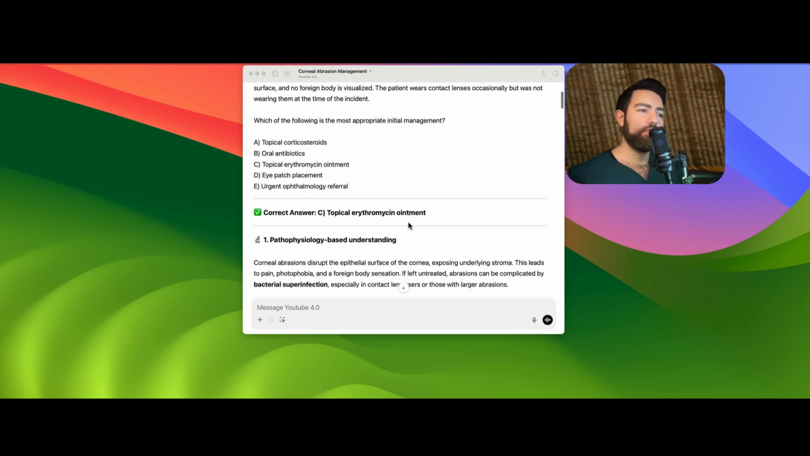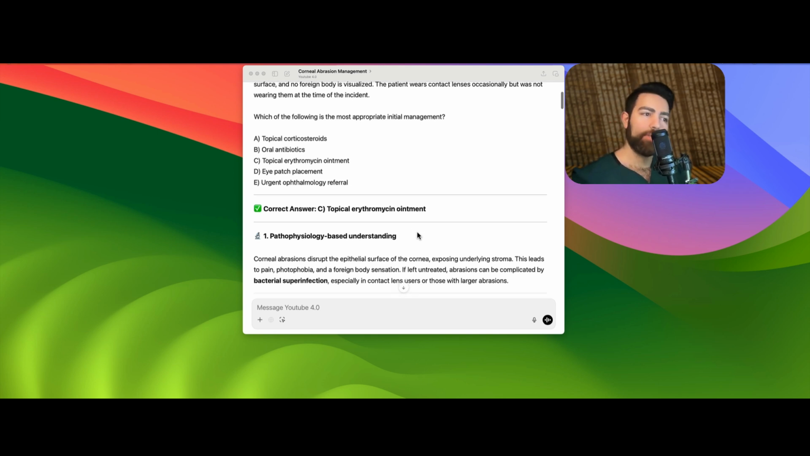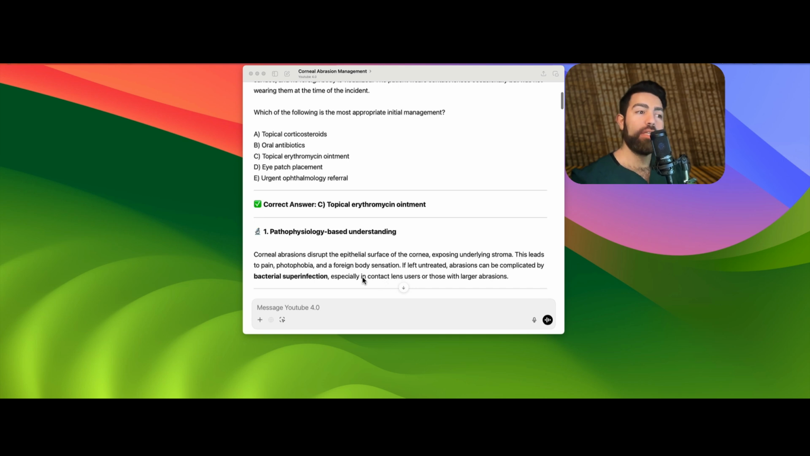They expose the underlying stroma, and this leads to pain, photophobia, foreign body, this gritty sensation. If it's untreated, some of these abrasions can become complicated by superinfection, and those are usually bacteria, especially importantly in people who wear contact lenses and those with larger abrasions. These are at high risk of infections and complications.